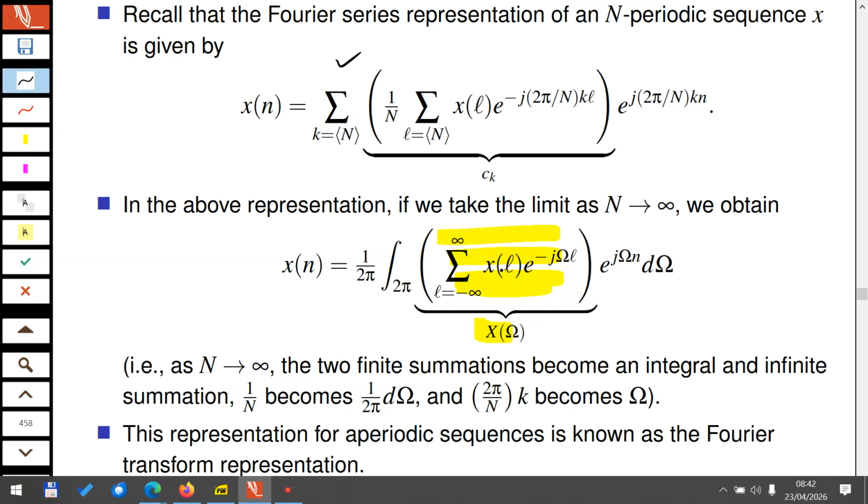You start with a discrete time signal. L is a dummy variable, so you can replace L with anything. That's not important. So you start with a discrete time signal, you multiply it with these complex sinusoids. Remember, I'm using complex sinusoids, not complex exponentials. Why? Because the real part is zero in the exponent.